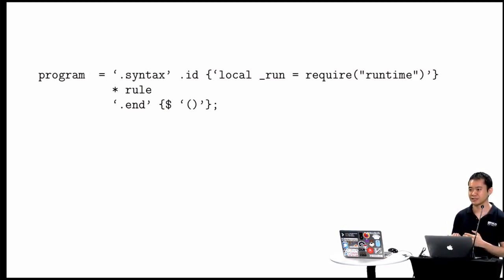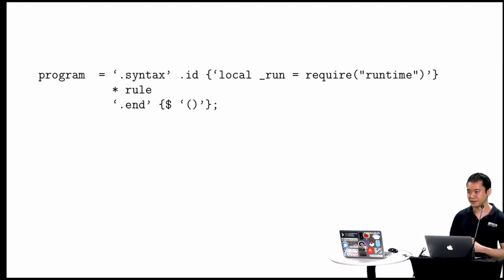In the first line, when we match the dot syntax, we will output some import. Actually, this local run equal require and so forth is like an import statement. In the Lua code, it requires some runtime library functions to do the input handling. There's a runtime library, about 50 lines of Lua. So this first local underscore run imports that library so that the compiler can use it. So that's the first part.